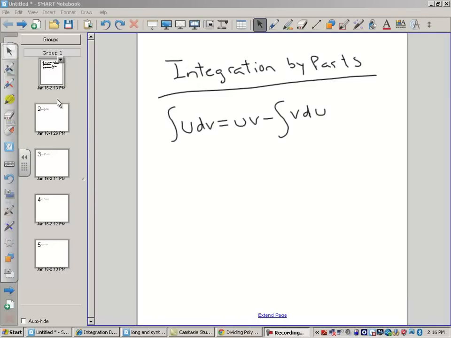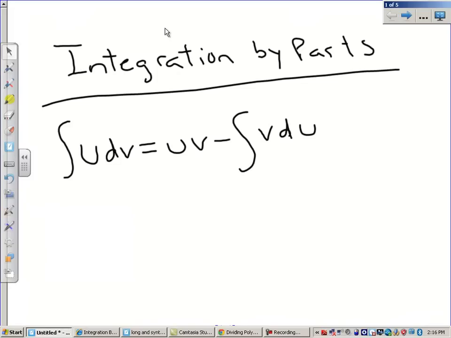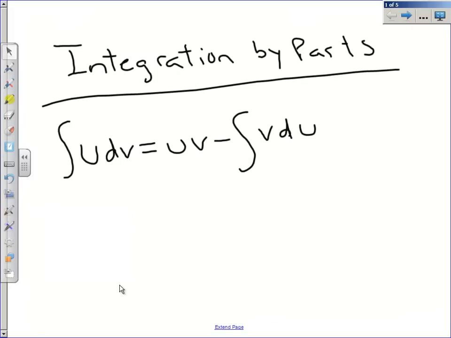Well, hi guys. We're going to learn how to do integration by parts today, and we're going to practice it tomorrow in class. We're starting an advanced integration unit, so we're going to learn three or four special ways of integrating this unit. AB does not cover this. It's only on the BC test. And so we're going to start with integration by parts.